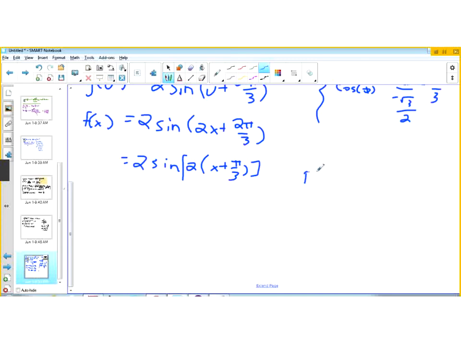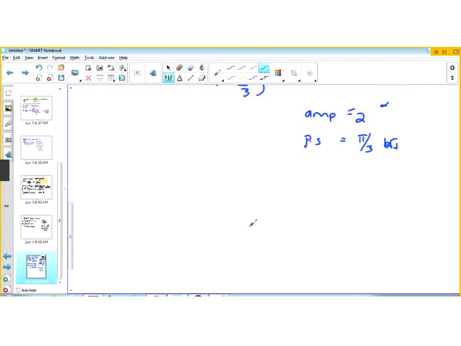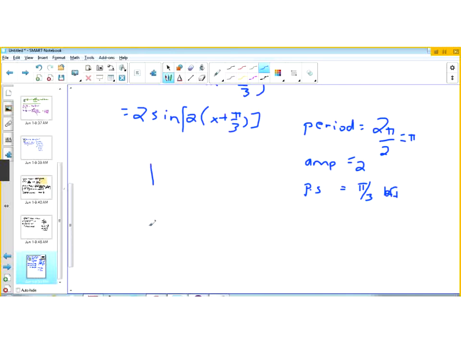All right, so now the period is equal to 2 pi over 2, which is equal to pi. Amplitude is equal to 2. Phase shift is equal to pi thirds left. Okay, so that's sufficient to graph the function.